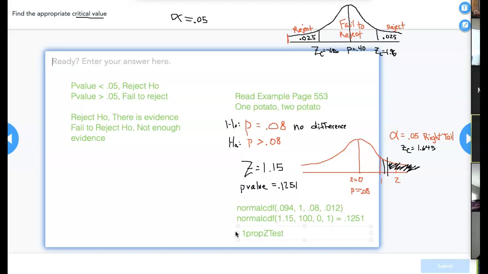Notice that there's two different p-values. There's 0.1251 or 0.1243. The calculator gives 0.1243. I would just use 0.1251. If you write down a different p-value than your z-score calculates, then you'll probably lose some points for that.